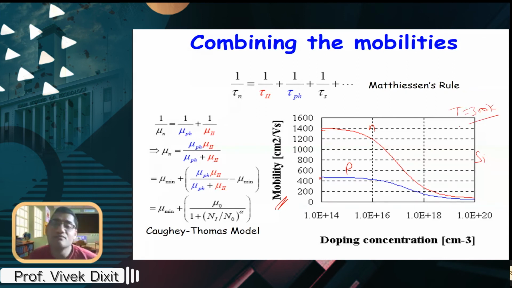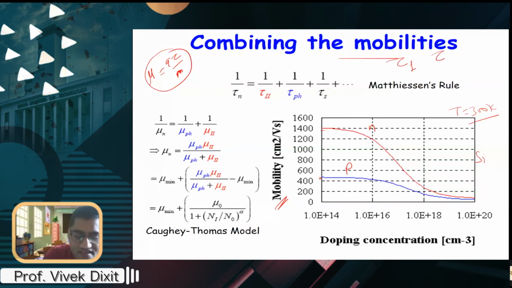Now how do the different mobilities combine? Let's say mu is q tau by m, right? So mobility is dependent on the scattering time. If there are two scattering mechanisms, let's say one takes time tau1 and the second takes tau2, then when both mechanisms are active, what will be the scattering time? It will of course be less than tau1 and tau2, because now there are two mechanisms. So the effective scattering time will be: 1 by tau equals 1 by tau1 plus 1 by tau2, right? This is called Matthiessen's rule.